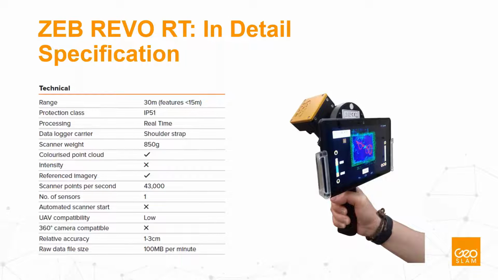The second system, Revo RT. System specifications are similar to standard Revo, except the IP, which is 51, as the real-time data logger requires more ventilation. Instead of the light sequence guide, the system has inbuilt Wi-Fi, so the users can use phone or the tablet to connect to the system.